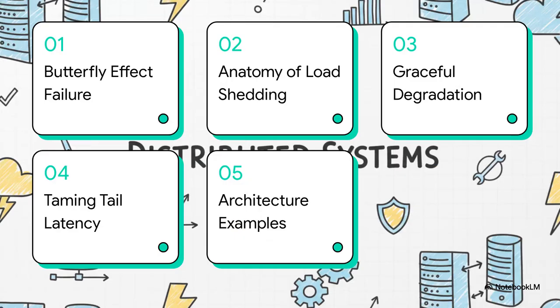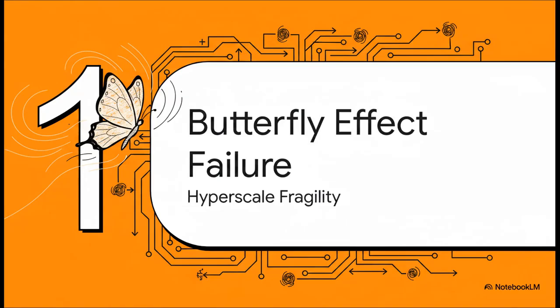Here's our architectural blueprint for today. We'll start with the butterfly effect failure, dissect the anatomy of load shedding, explore prioritization and graceful degradation, look at taming tail latency, and finish up with some real-world architecture examples. All right, part 1, the butterfly effect failure and hyperscale fragility.